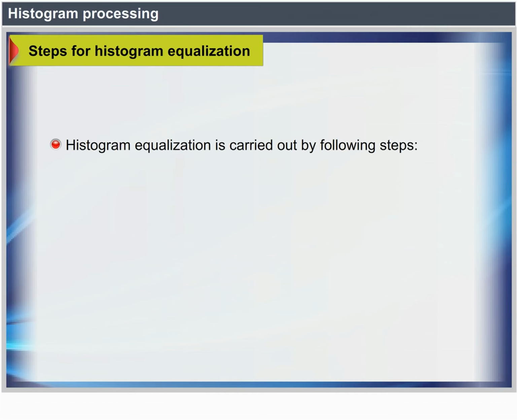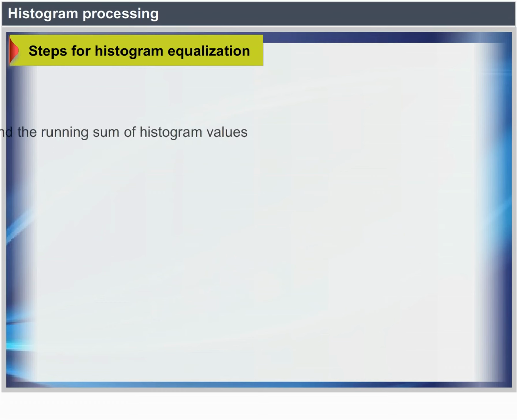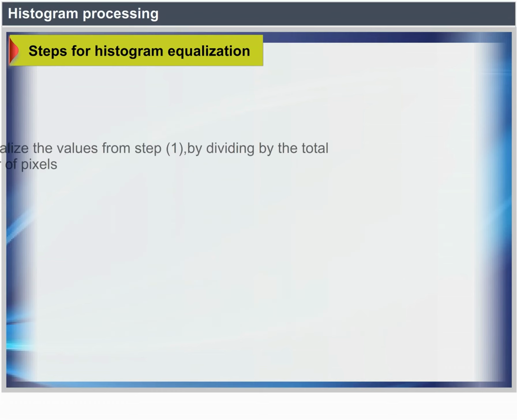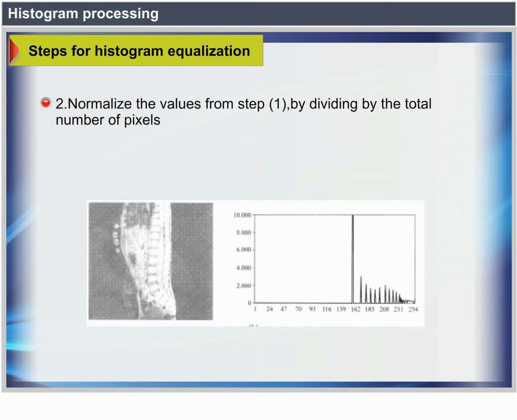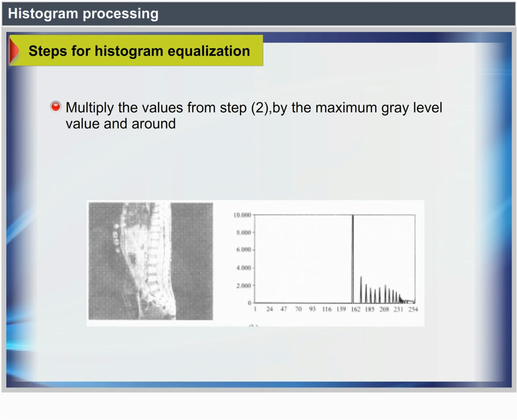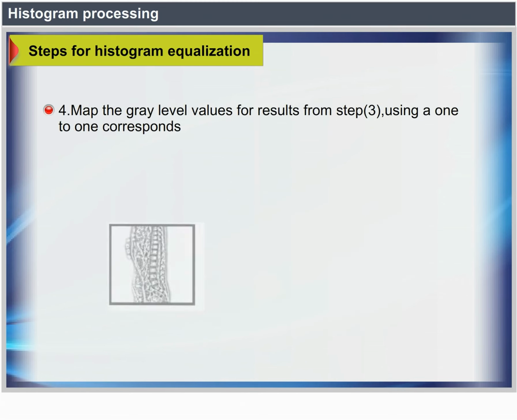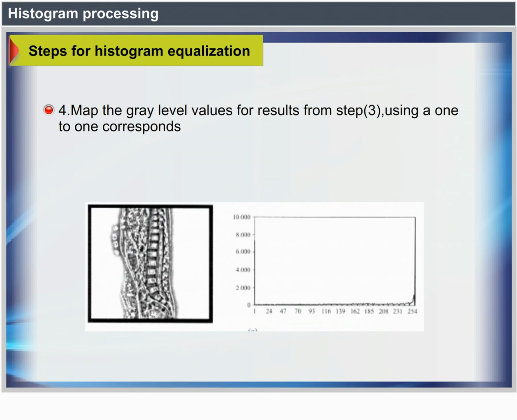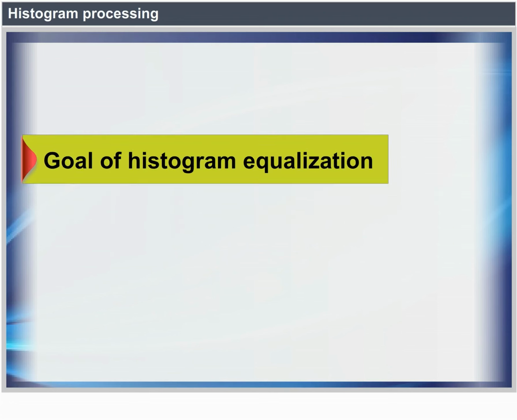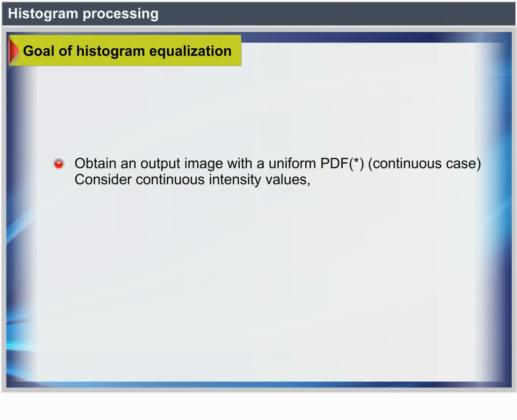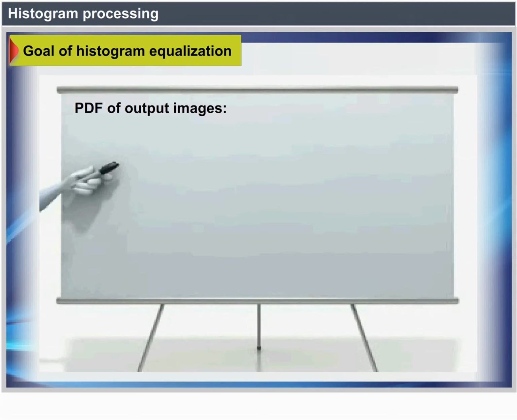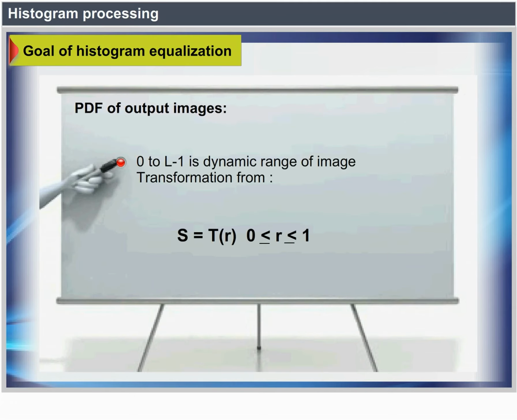Goals of histogram equalization. Obtain an output image with a uniform PDF. Consider continuous intensity values. PDF of output images 0 to L-1 is a dynamic range of image. Transformation from s equals T of r, and the value of r ranges from 0 to 1. Transformation function T of r must satisfy the following condition. T of r is single-valued and monotonically increasing in the interval r ranging from 0 to 1, and T of r ranging from 0 to 1.